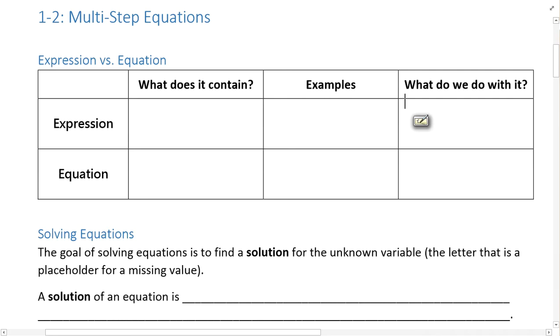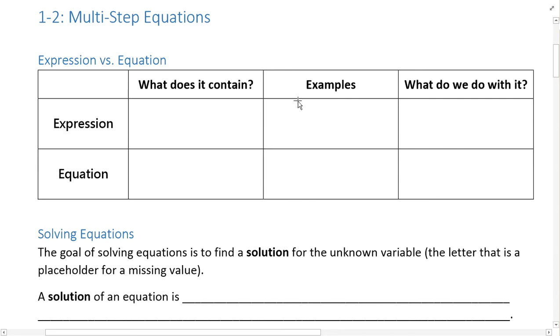All right, welcome to 1-2 multi-step equations. This is part 1 of part 4. Okay, so let's go ahead and go over what the difference between an expression and an equation is.